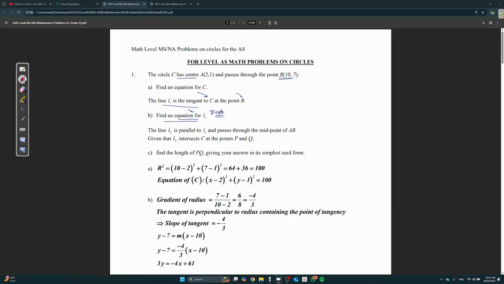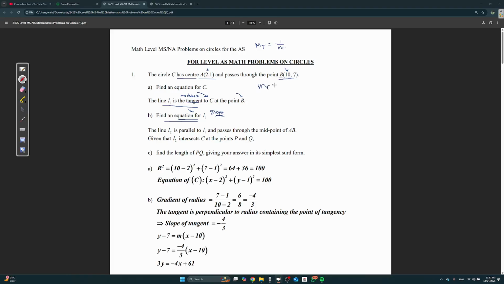The line perpendicular to the tangent is always the radius, right? And in this case, we have 2 points on the radius. We have the center and we have the point B. So we can find the slope of the radius and therefore find the slope of the tangent by doing negative 1 over the slope of the radius, right? Since it's perpendicular, right? So let's do it.